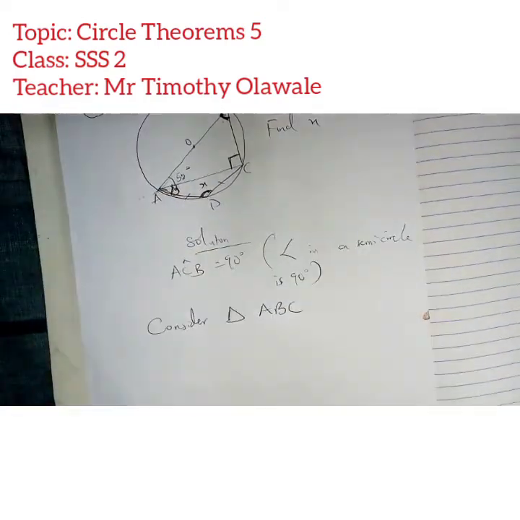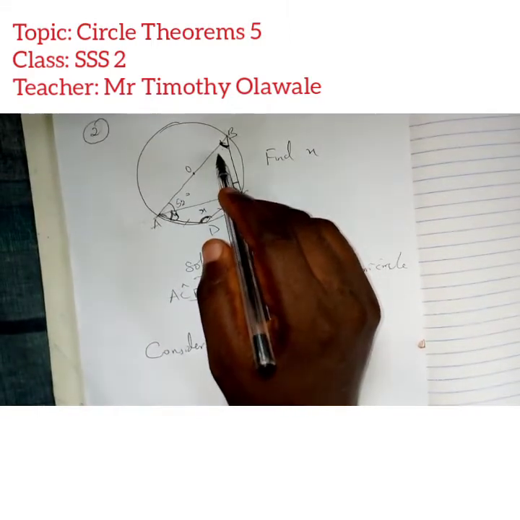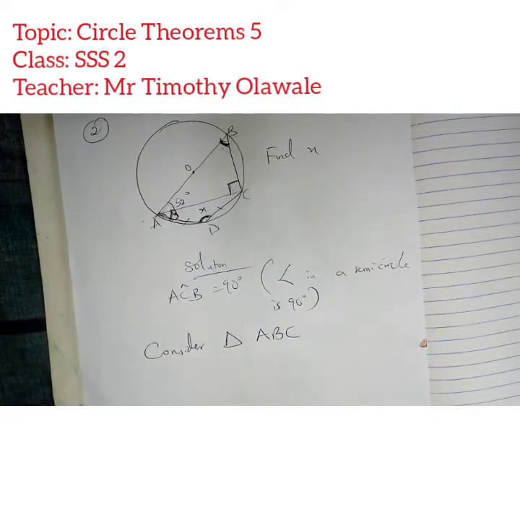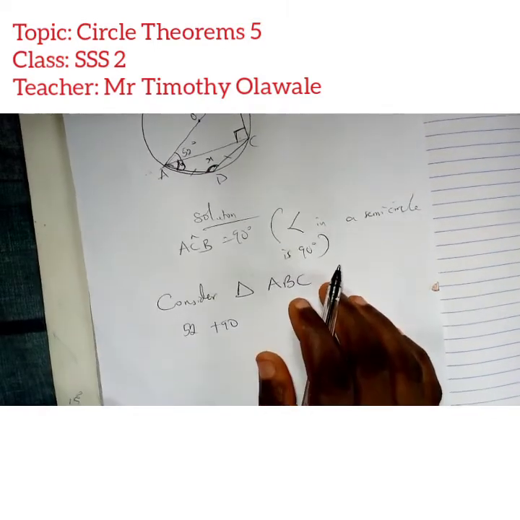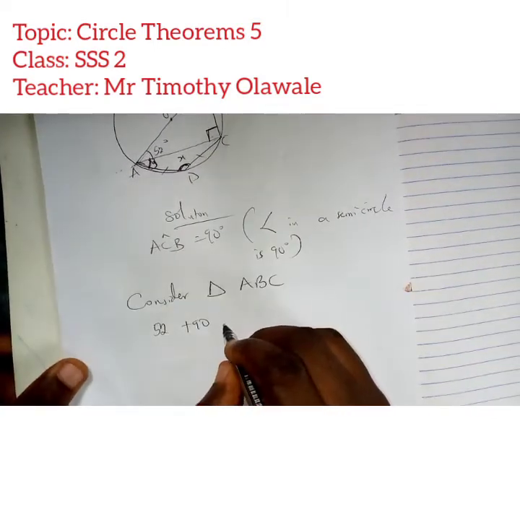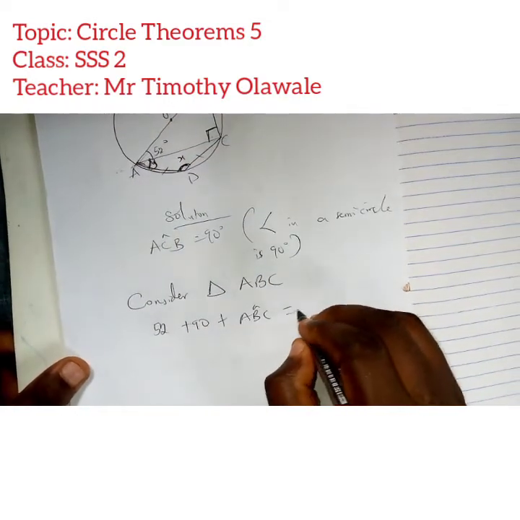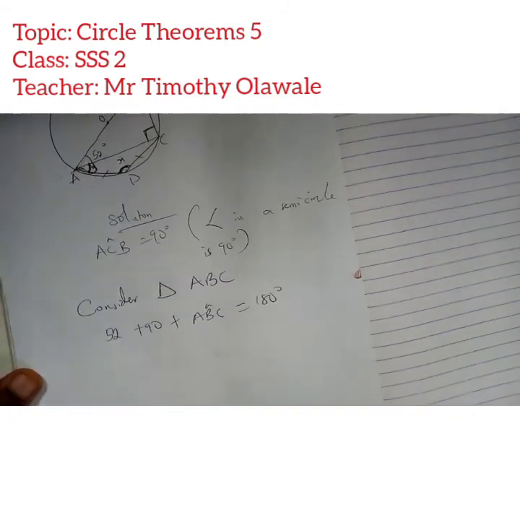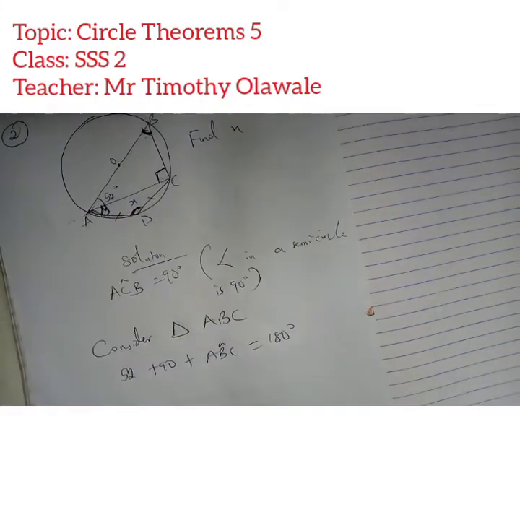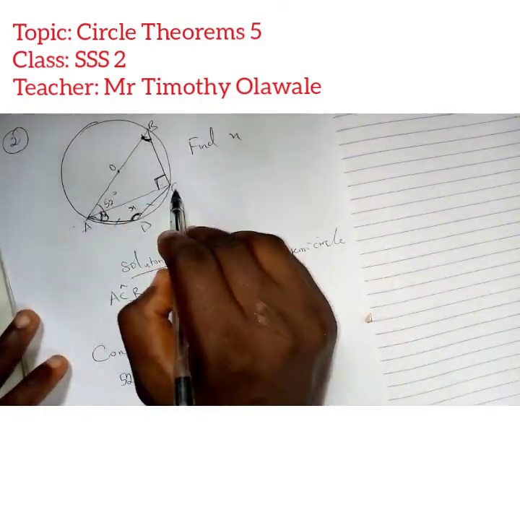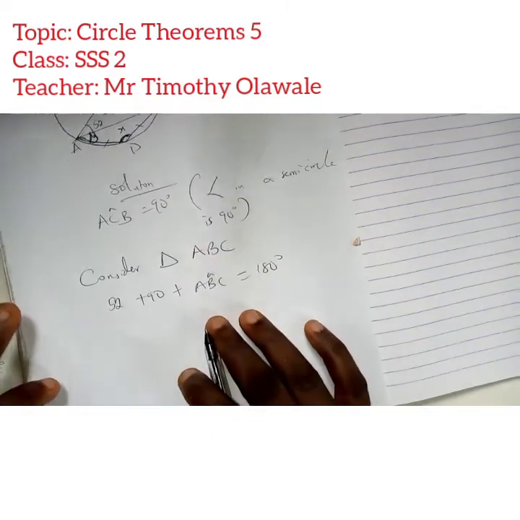Triangle ABC, we are considering it. Remember that this is 90, this is 52. We can get this place. How do we get it? Remember, sum of angles in the triangle is what? 180. So we say that 52 plus 90 plus angle ABC, that's the angle here, is 180 degrees. Now this is angle ABC. That's the way we label the angles. Pay attention, we are getting it.